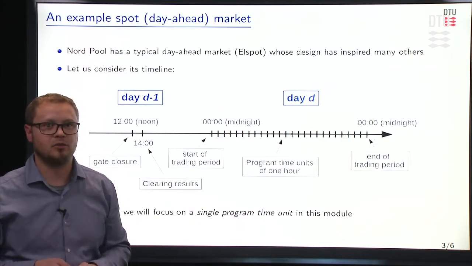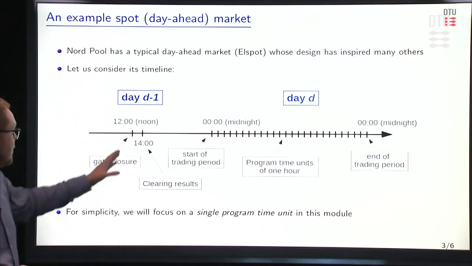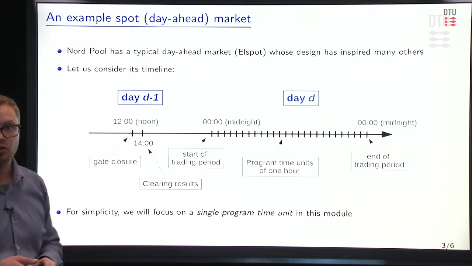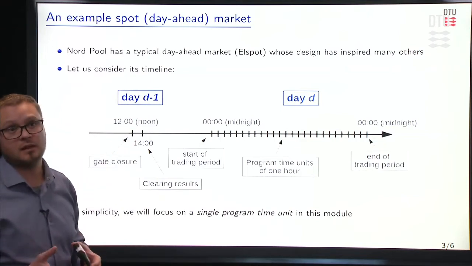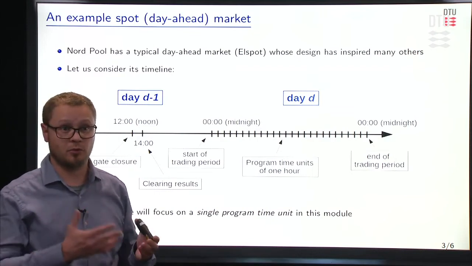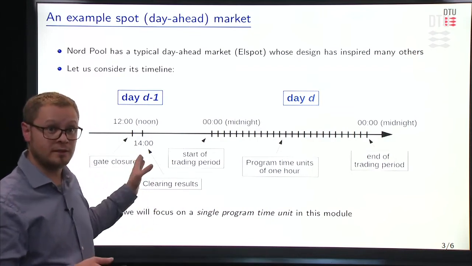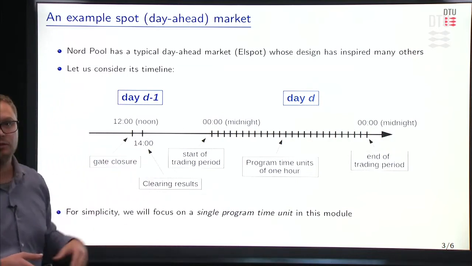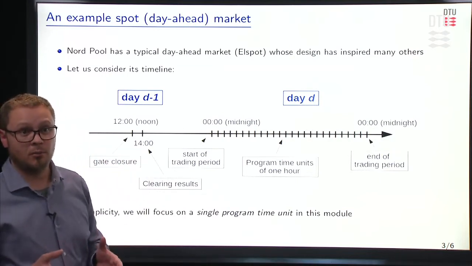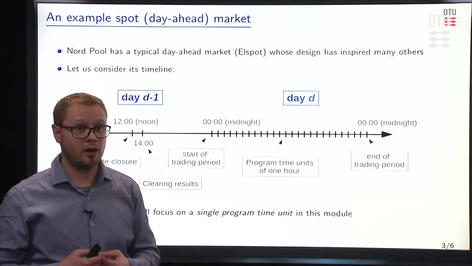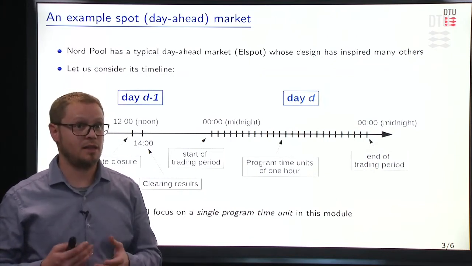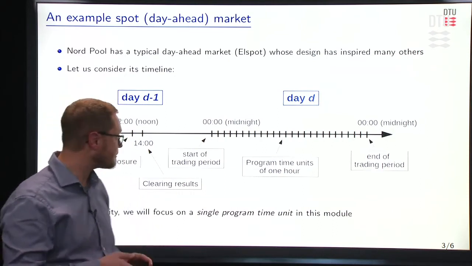In practice here for the Nord Pool, we have noon on day D-1, which is the gate closure. That means that all participants have to make their offers for production and consumption before that time, before noon. At 2 in the afternoon, the clearing results are published, so that means that you're aware of your consumption or production schedule for the next day based on this day-ahead market.